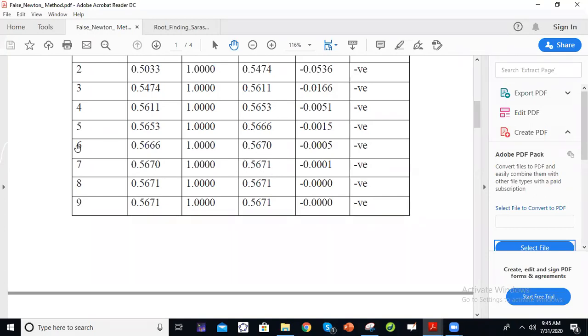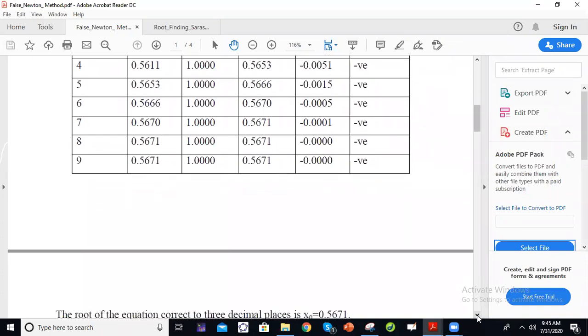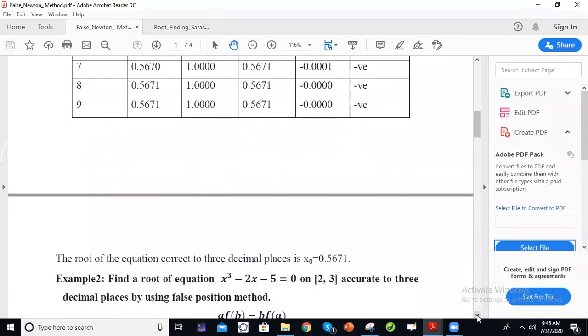Here we see x7 minus x6 equals to 0.0001. Okay, correct to 3 decimal places. The root of the equation correct to 3 decimal places is 0.5671. You can consider this as x9 or simply x.